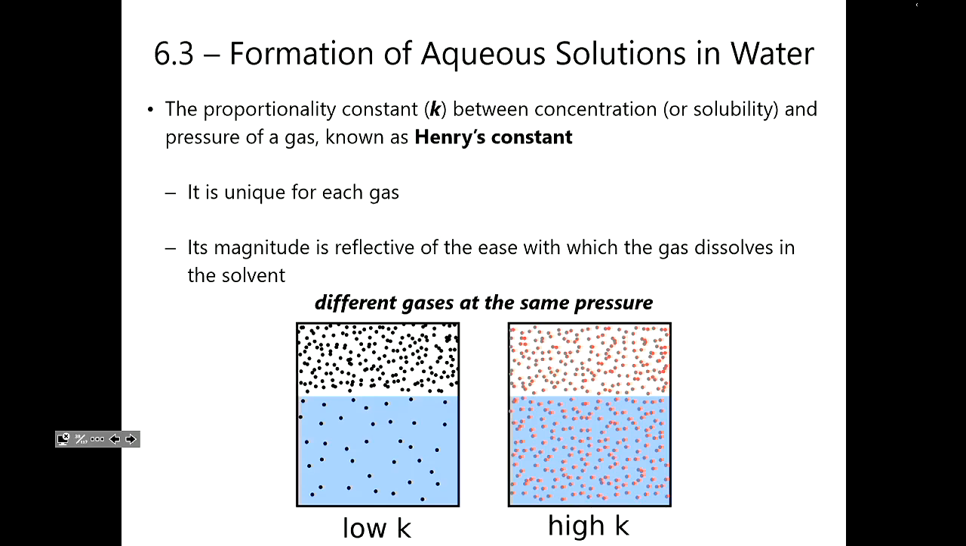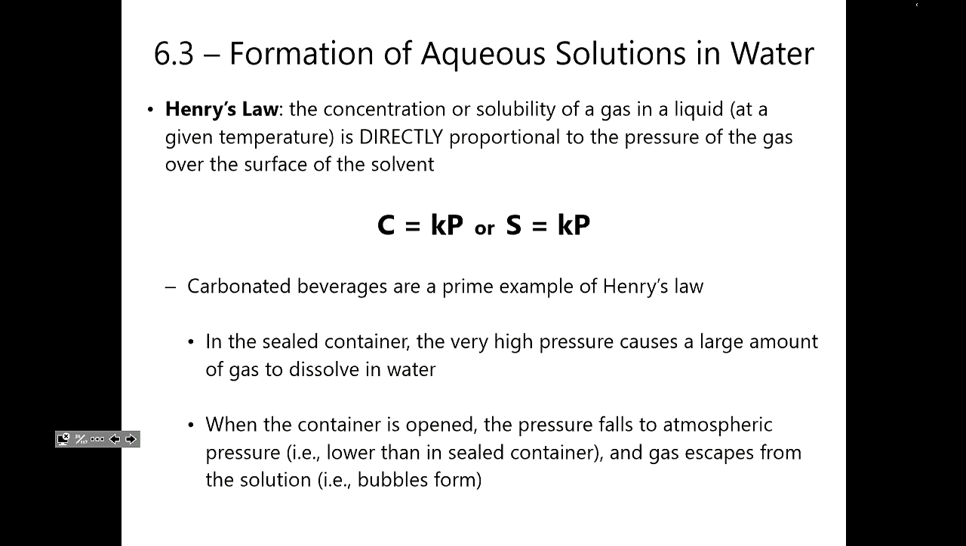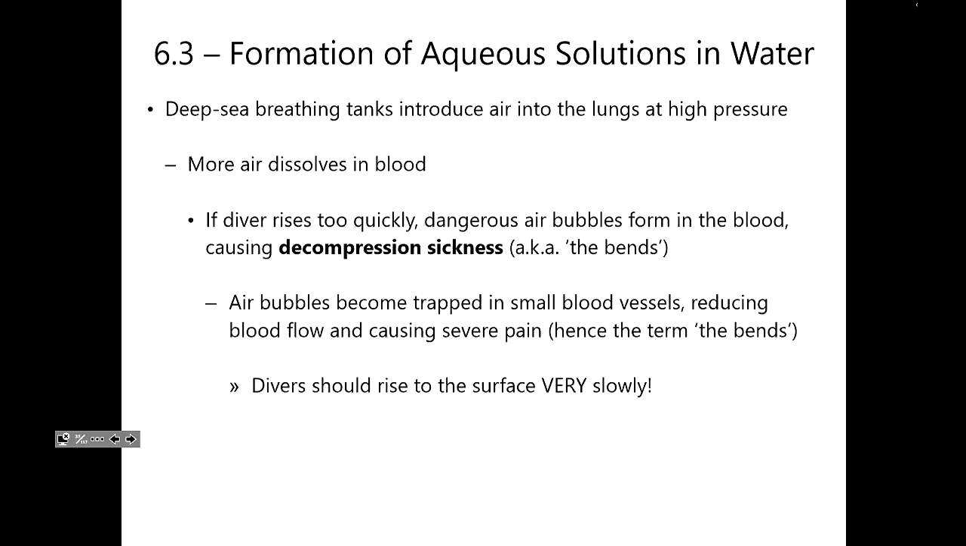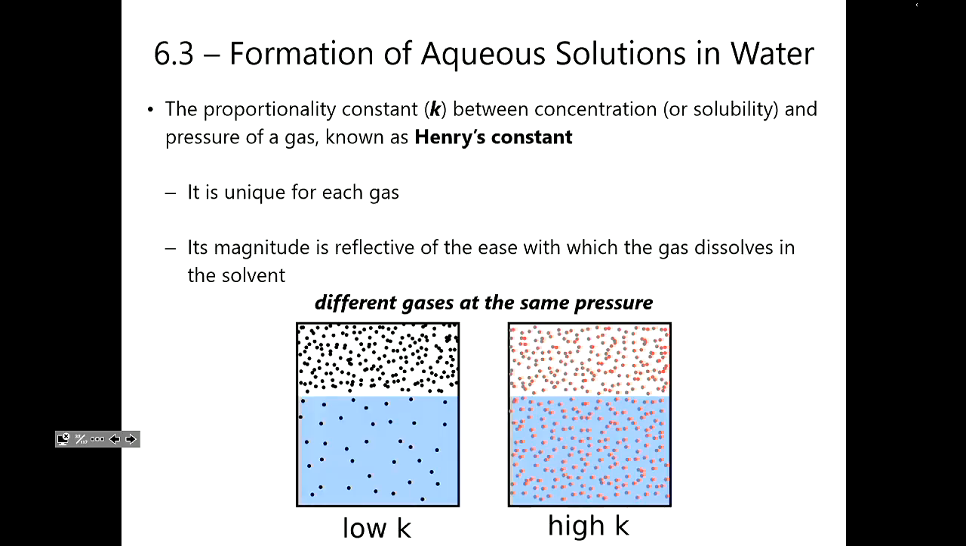So in terms of the proportionality constant, let me go back. There's a proportionality constant here that relates that concentration or solubility to pressure. But what is the significance of that constant? Well, what that constant tells you is how much gas will actually dissolve at a given pressure. So each gas has its own Henry's constant. It depends on the gas, and again, the magnitude is reflective of the ease with which that gas will dissolve.